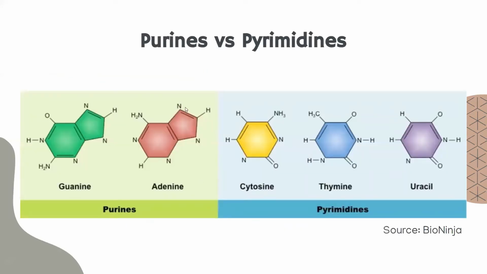So as I mentioned before, purines versus pyrimidines, what are they? Purines are those bases with, let's say, two rings melded together, and pyrimidines are the single-ringed bases.